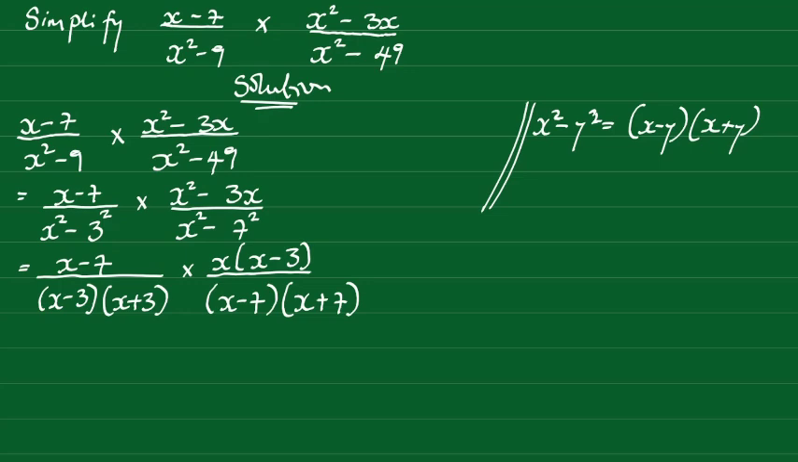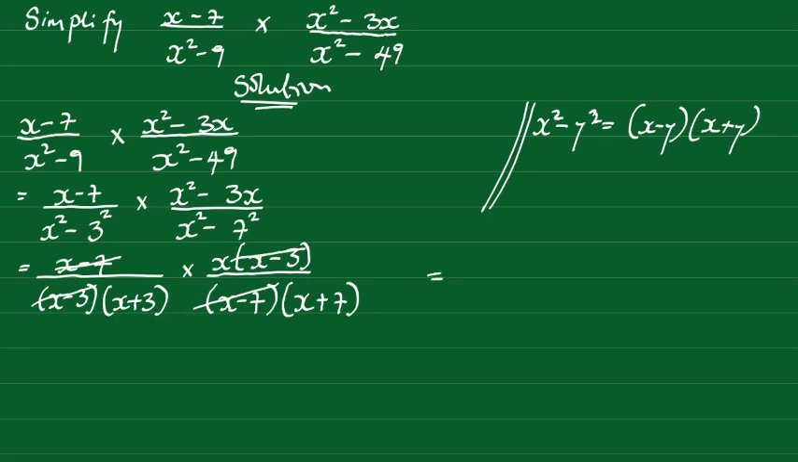Now we forge ahead to cancel out similar terms. For example, we have x minus 7 here, it cancels out, x minus 7 cancels out. Now we have x minus 3 up here at our numerator, and we have x minus 3 also at our denominator. So x minus 3 cancels out x minus 3.